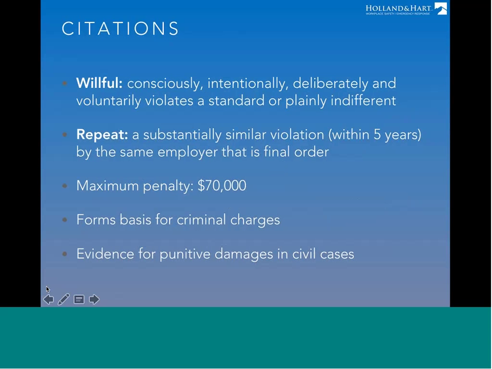So if you work for a large institutional employer with workplaces in a variety of locations, the employer as defined for purposes of a repeat citation is the entity, not the specific work site. The key thing you should recognize is that willful and repeat citations are typically used by plaintiffs' lawyers to show that either a workers' comp shield should be defeated, or in a civil case that there was some willful conduct that should give rise to an award of punitive damages.